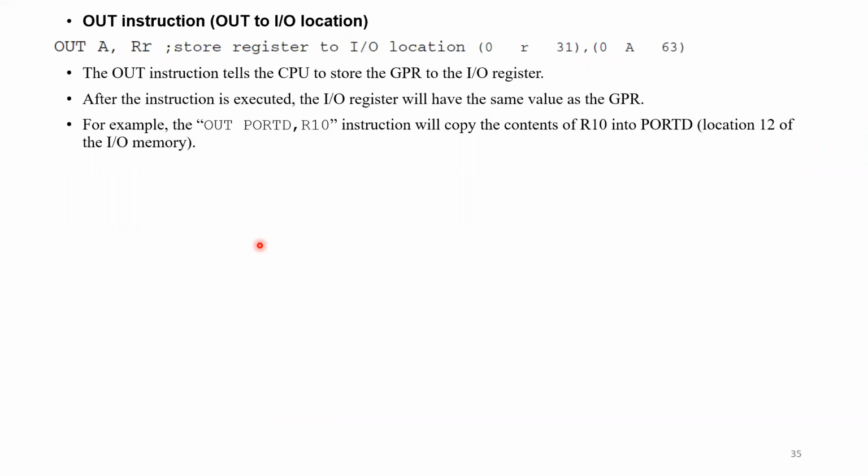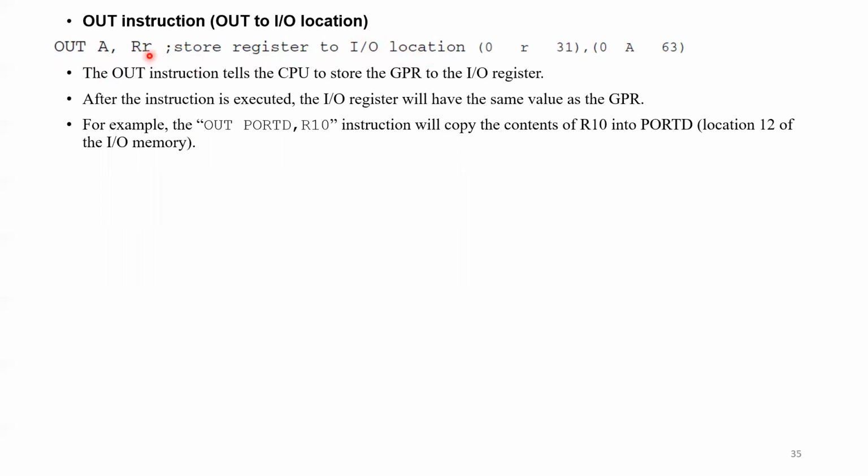Typically, we can input data from outside the microcontroller. We can also output data to devices outside the microcontroller. So we have the OUT instruction, okay? So out to a certain input-output location. The syntax of this instruction is OUT A, R. This means store register to input-output location. So you are going to copy the data from a certain register to the memory location of the input-output ports.